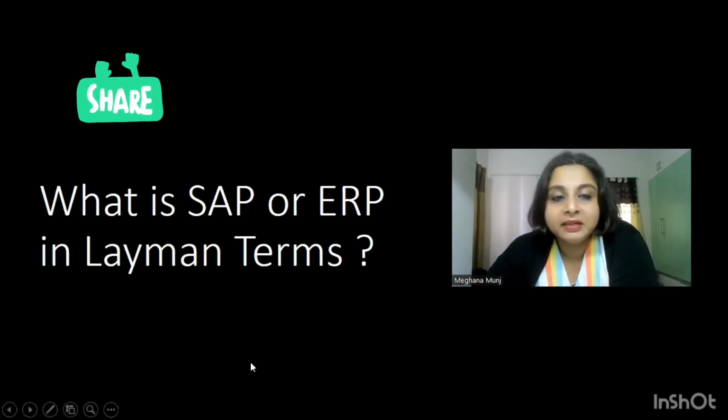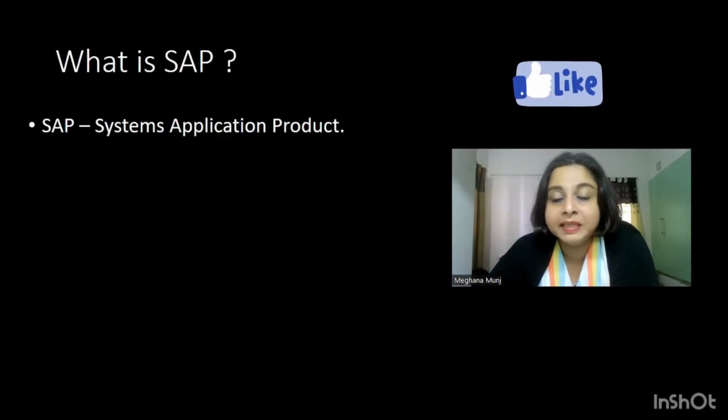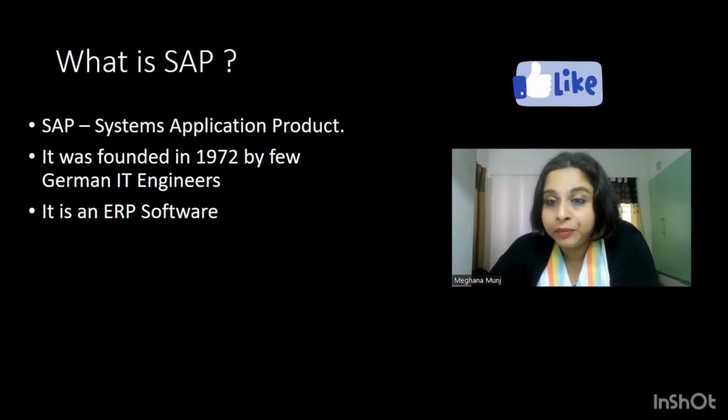Now let us understand what SAP is. SAP's full form is System Application Product. It is a company which was founded by a few German IT engineers almost 50 years back in Germany. It is headquartered in Walldorf, Germany. It is an ERP software.